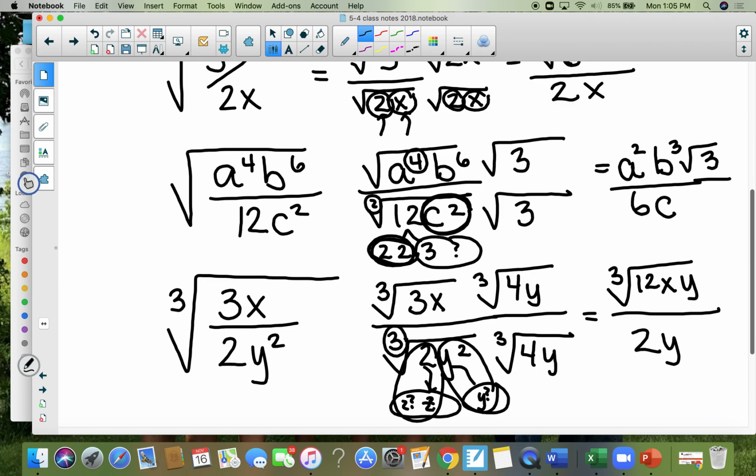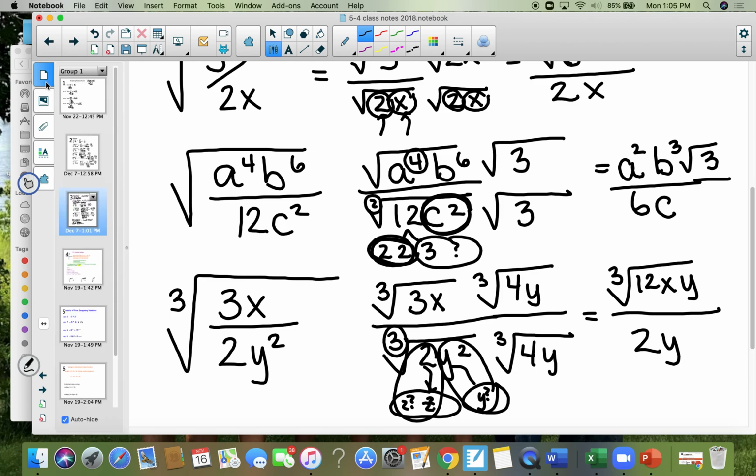Okay, now, when you get to this page, you can stop the video and start working on the second day of radicals.